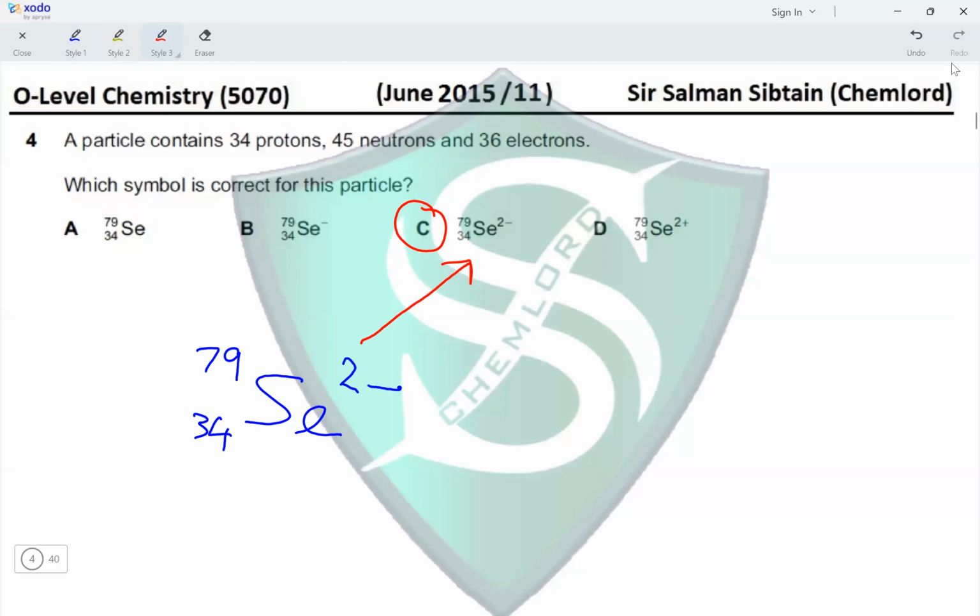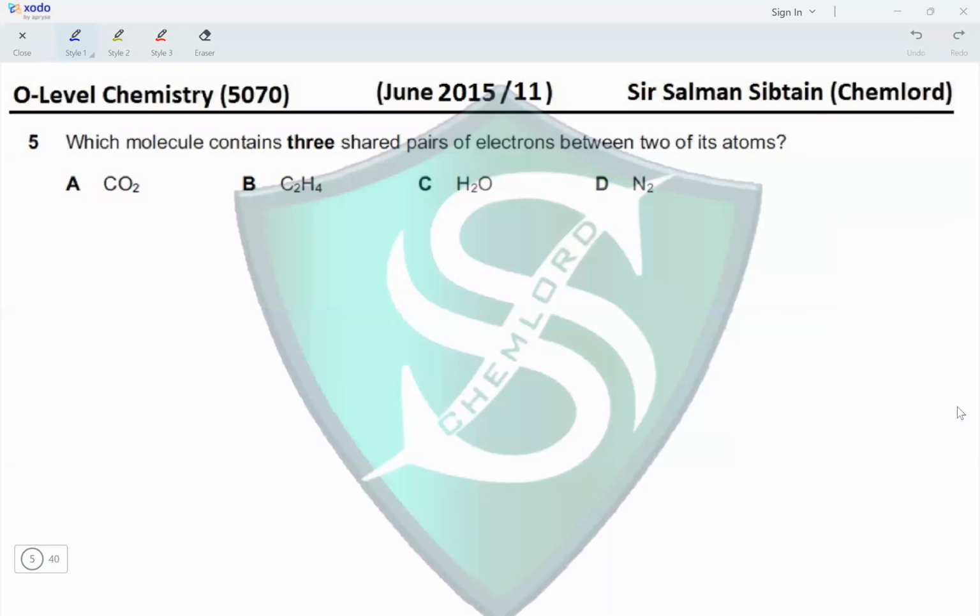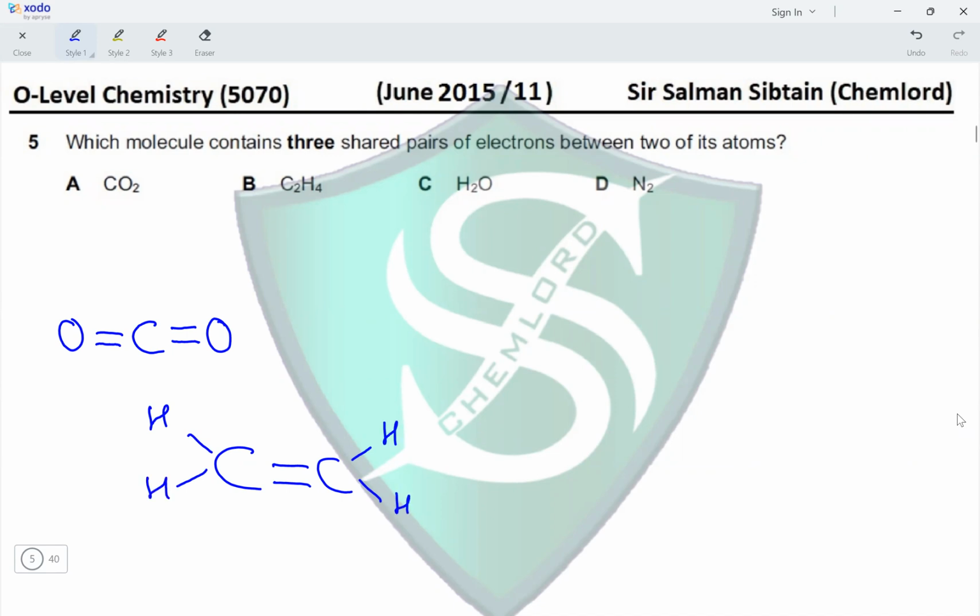Question 5. Which molecule contains three shared pairs of electrons between two of its atoms? So carbon dioxide, we've got a double bond between C and O on one side and a double bond between C and O on the other side. So there are no three shared pairs of electrons present. In C2H4, a carbon double bond is present and each carbon atom is forming a single covalent bond with a hydrogen atom. So there are no two atoms with three shared pairs of electrons.